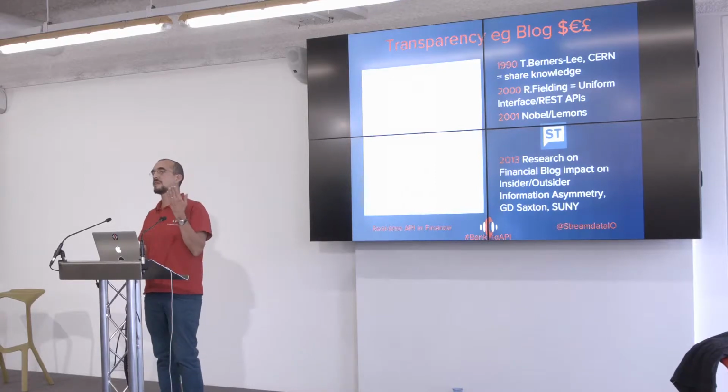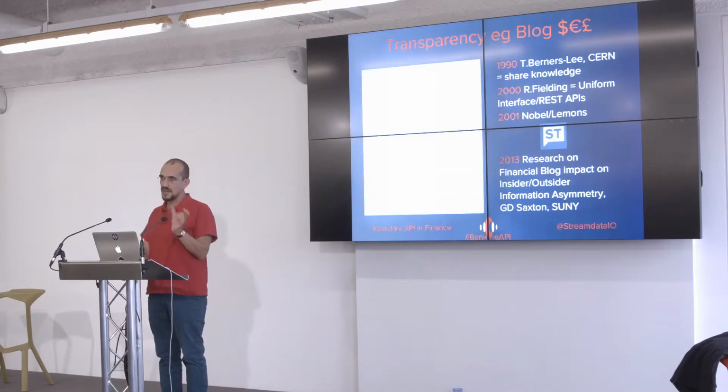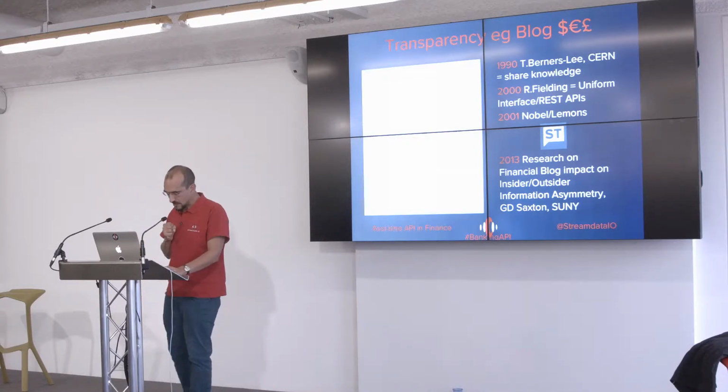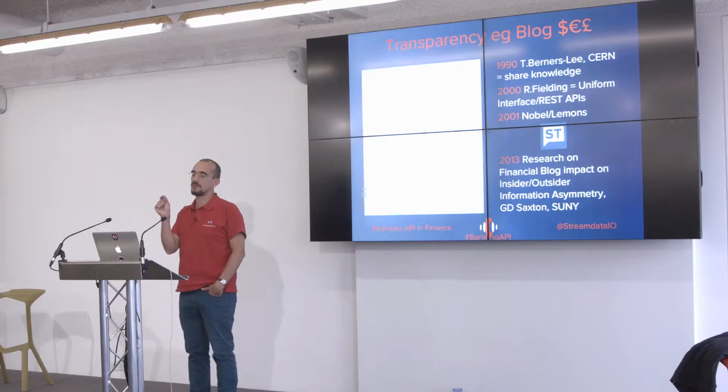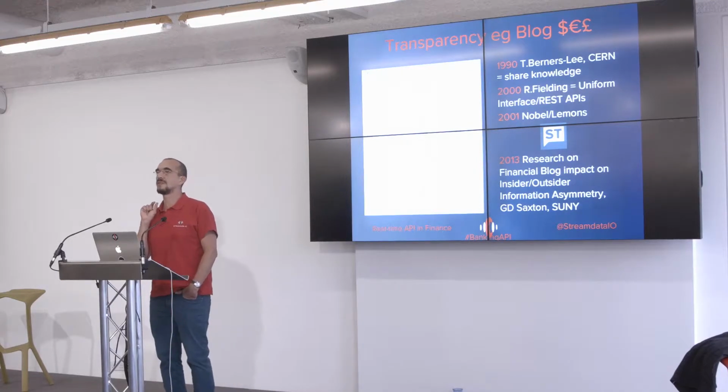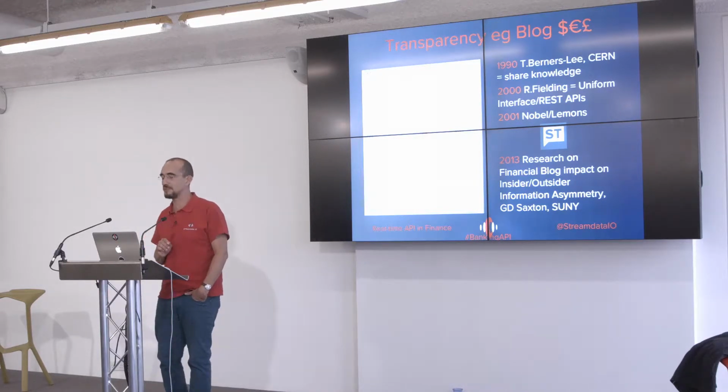What he did is he looked at information asymmetry between insider information and outsider information and tried to correlate whether there was more or less information asymmetry on stocks that were heavily covered on blogs. And the result is that there is a direct correlation between how many bloggers are covering a stock and the lack of information asymmetry. Actually, it looks like financial analysts have less impact than financial bloggers, because financial bloggers tend to have information that's way closer to insider information.